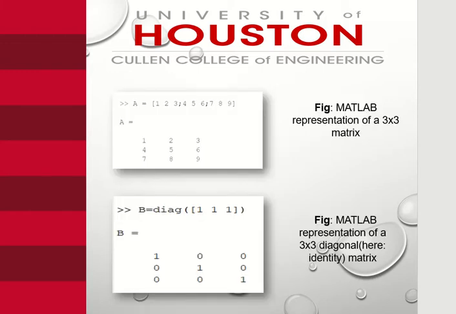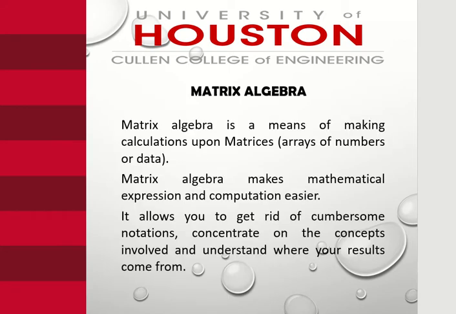Similarly, we can see that we have the MATLAB representation of a 3 by 3 matrix. As you can see, there are 3 rows and exactly 3 columns in this matrix. Similarly, we have a MATLAB representation of a 3 by 3 diagonal matrix. A diagonal matrix is a special kind of matrix in which all the diagonal elements are non-zeros and all the non-diagonal elements are zeros.